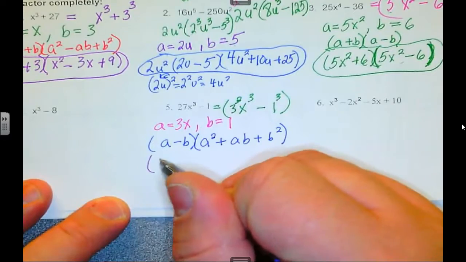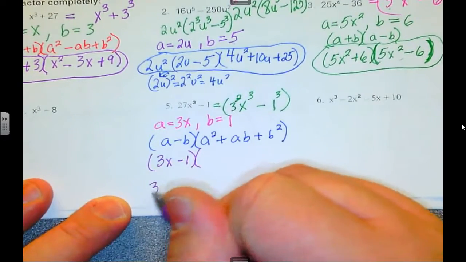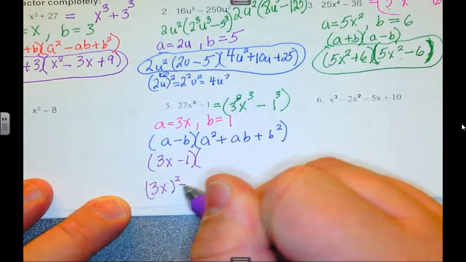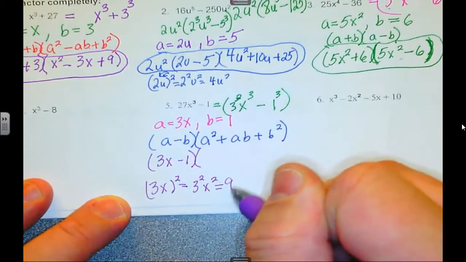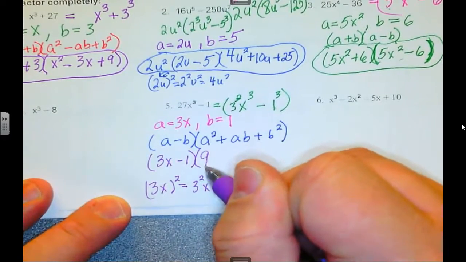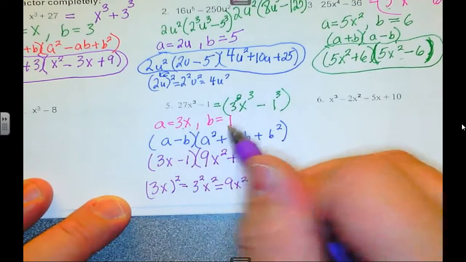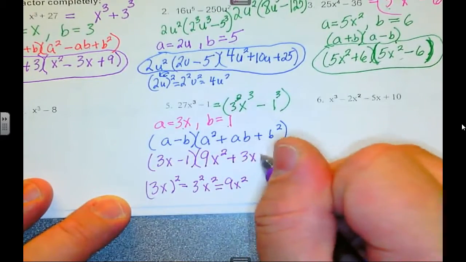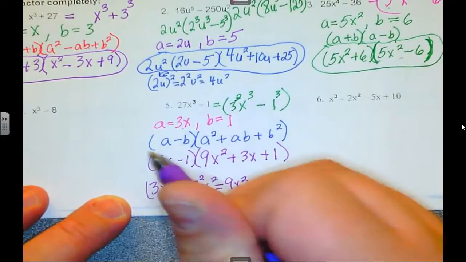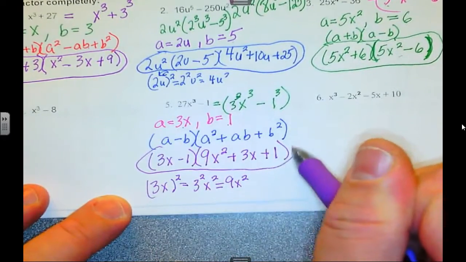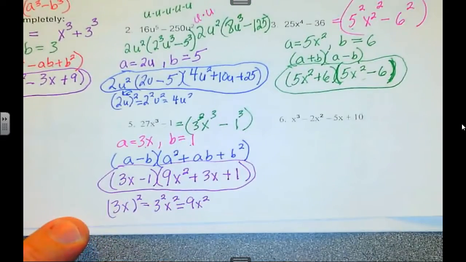So I have 3x minus 1. 3x squared is going to be 3 squared x squared, or 9x squared. So I have 9x squared plus 3x times 1 is just 3x, plus B squared, 1 squared is just 1. Easy peasy.